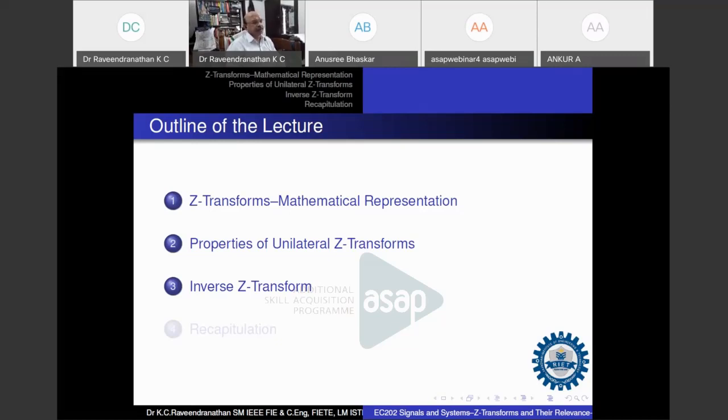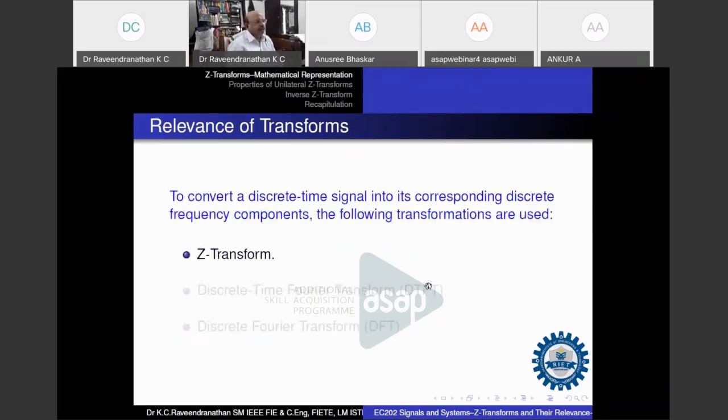the bilateral or more common Z transform definition, where the independent variable, the time variable, runs from minus infinity to plus infinity. Then we will look into the inverse transform definition, how to compute Z transform, and we will finally recapitulate what we have discussed. So let us get into the relevance of transform.